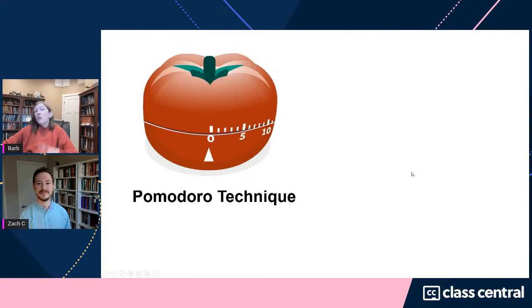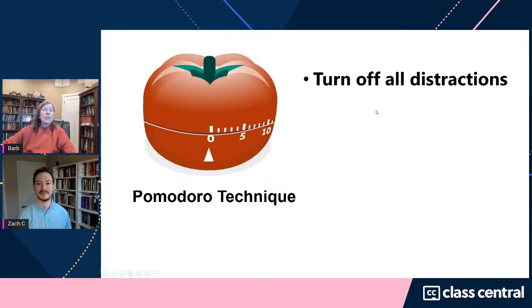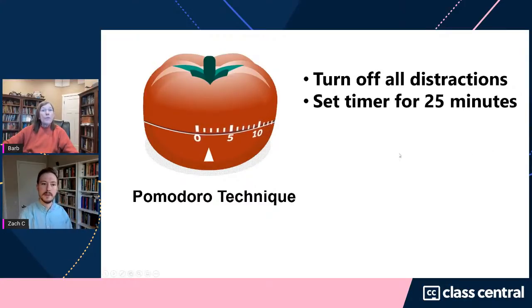To do a Pomodoro, as I call it, you just turn off all distractions. So no ringy-dingies on your cell phone, no pop-ups on your computer. Good luck if you have a 2-year-old at home, but just do your best. Set a timer for 25 minutes. Focus as intently as you can for those 25 minutes.